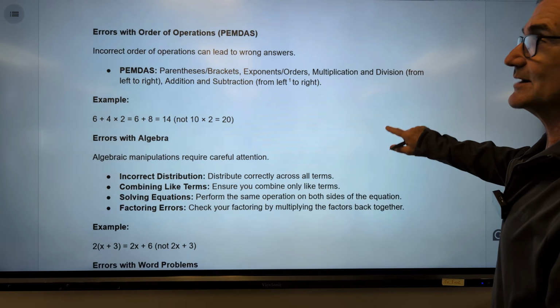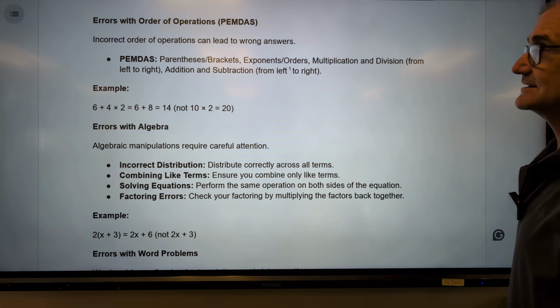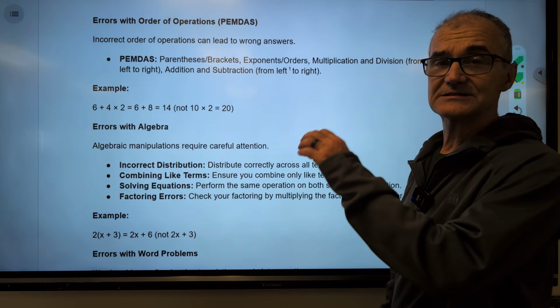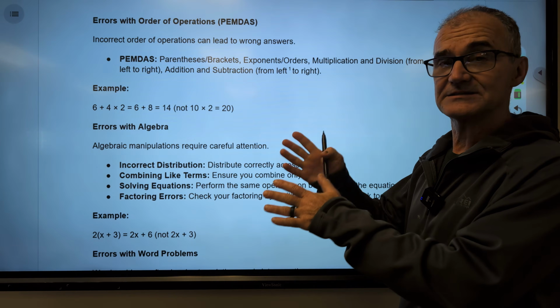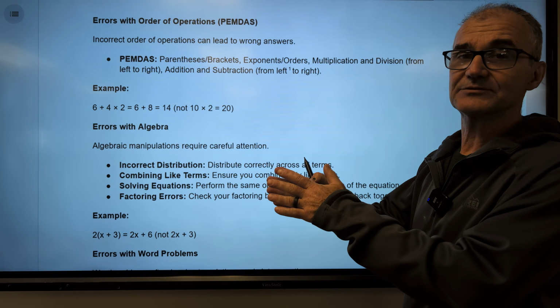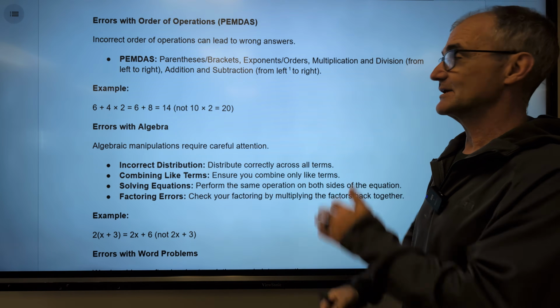Okay, order of operations is another place to make common mistakes. Remember, order of operations is PEMDAS: parentheses first, exponents, multiplication and division at the same time from left to right, then addition and subtraction, same way from left to right.